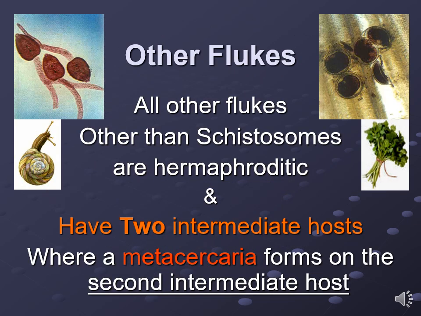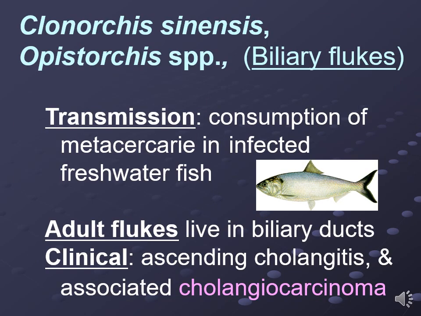Other flukes, that's for the schistosomes. Now, all other flukes other than schistosomes are hermaphroditic. We have repeated that and it's clear. Also, they have two intermediate hosts where metacercariae form on the second intermediate host. Let's see how that is done.